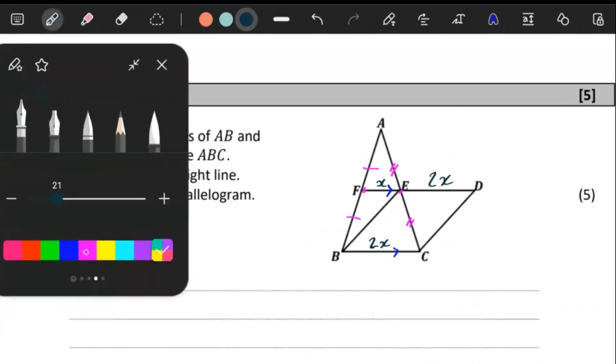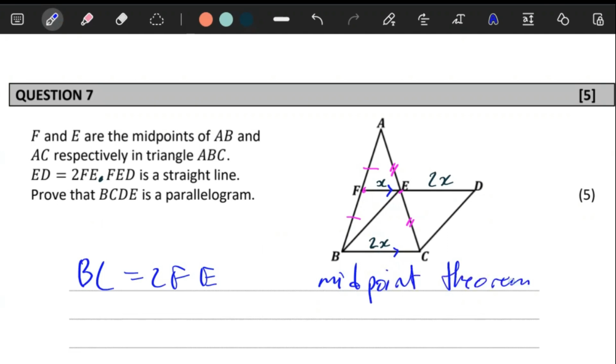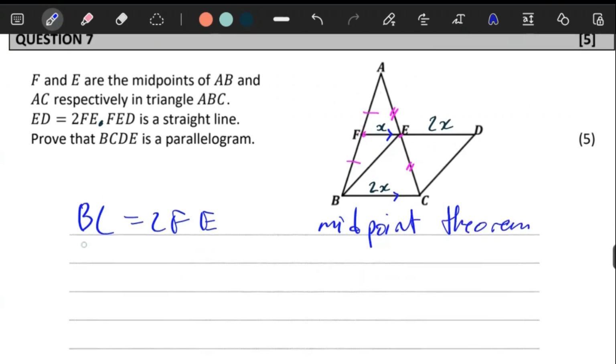Well, proving that this shape is a parallelogram, you need to show that opposite sides are equal and opposite sides are parallel. So fortunately, here we need to tell them we know that BC is also 2 times FE. So let's tell them BC is 2 times FE. The reason is midpoint theorem. And then you're going to say therefore BC is equal to ED, because you've proven it there. It's more of a conclusion now. But then now you need to show that those sides are also parallel to each other.